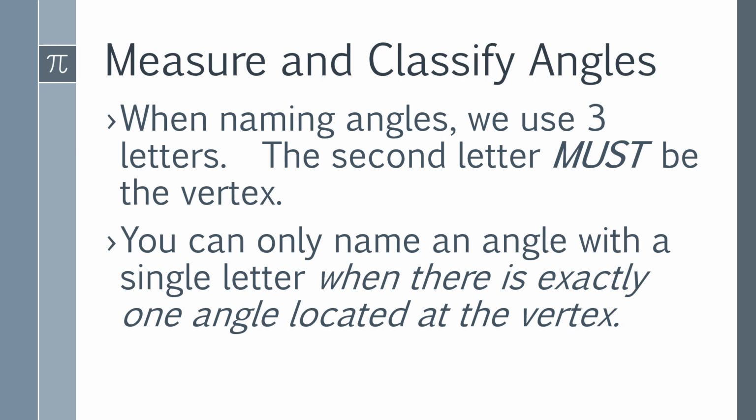Now when we name angles, we use three letters. The second letter in the angle name must be the vertex. You can only name an angle with a single letter when there's exactly one angle located at the vertex.